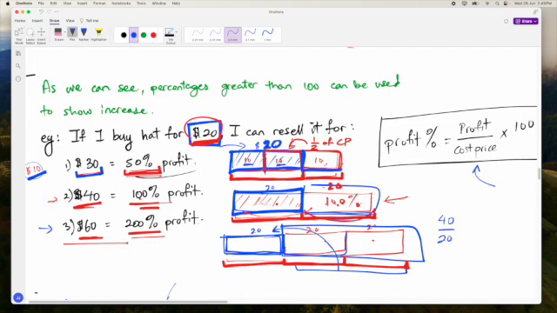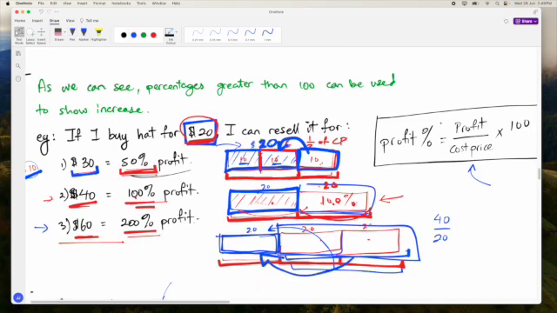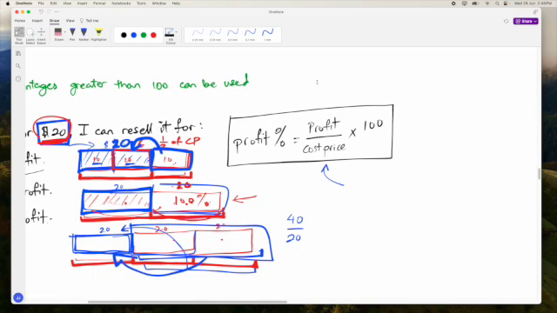And so you can see that the profit that you make came as a fraction of the cost price. And sometimes it was even more than the cost price. But this is why we came up with this formula here. The profit percentage is the amount of profit that you made, right?